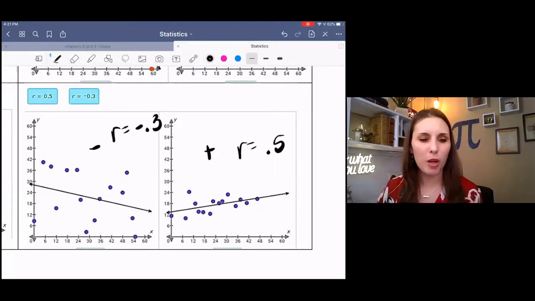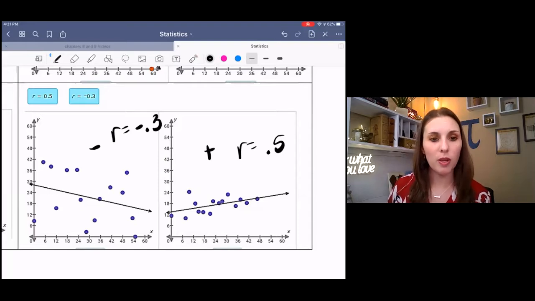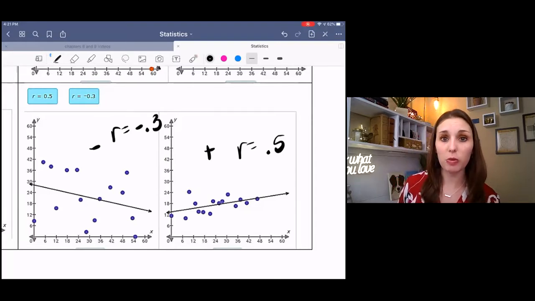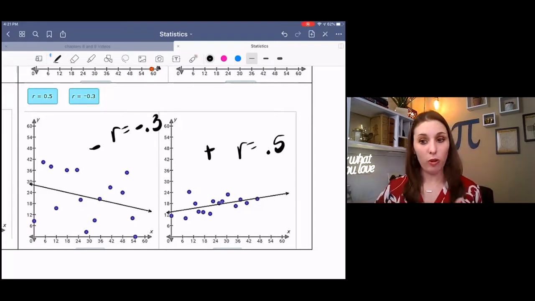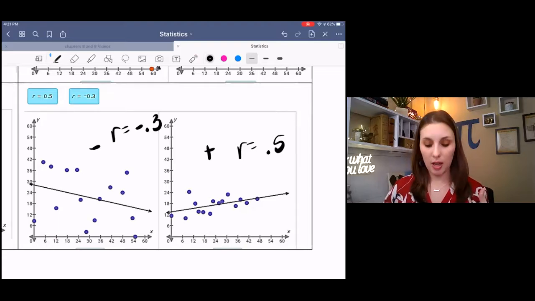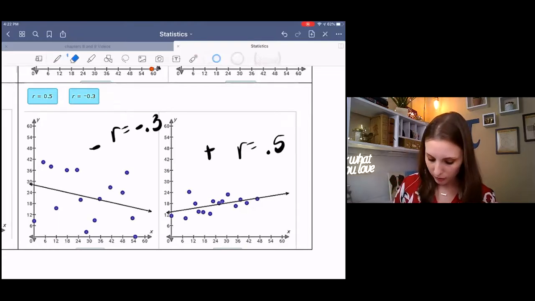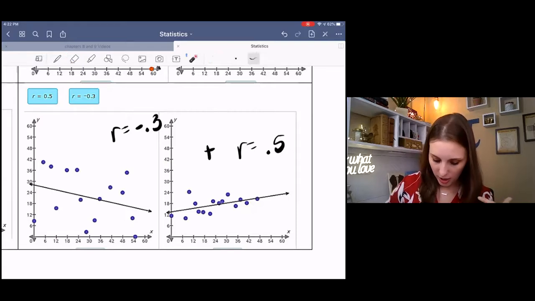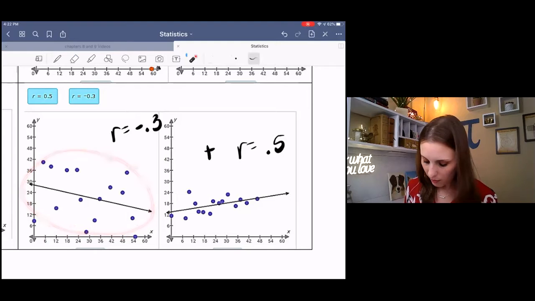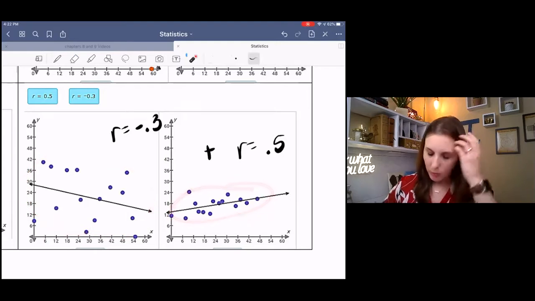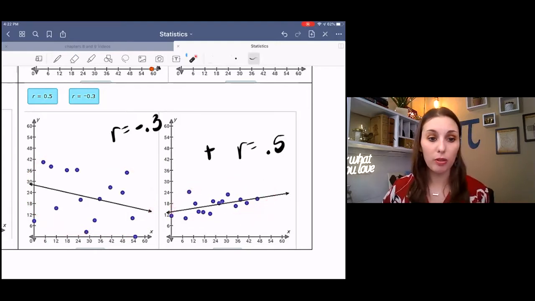Now, I would have liked this one better if they had both been positive, and that way you could see the difference between a relationship of 0.3 and a relationship of 0.5. But if you can pretend for a second that this one's positive, it's not, but let's pretend. And note how spread out the dots are compared to this one. Both of them are spread out, but 0.3 is more spread out. So it has not as strong of a relationship as 0.5.